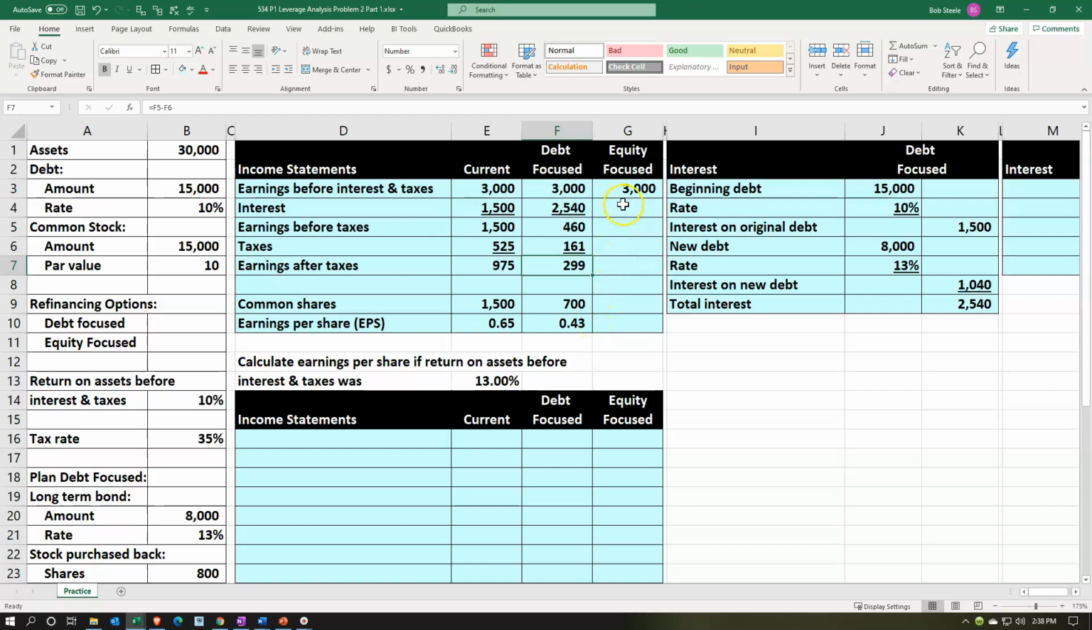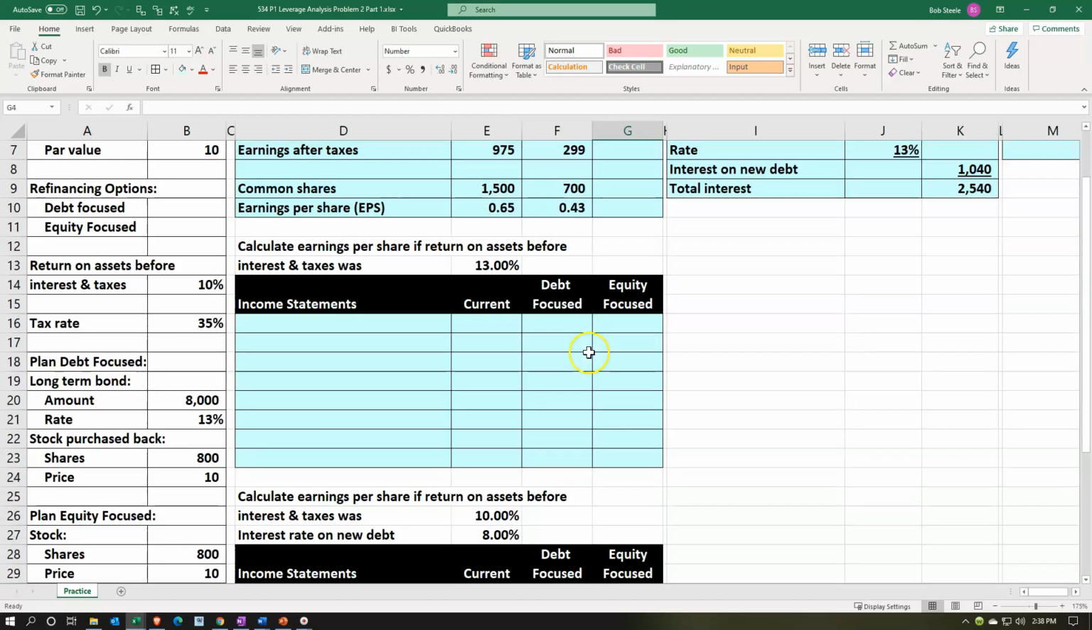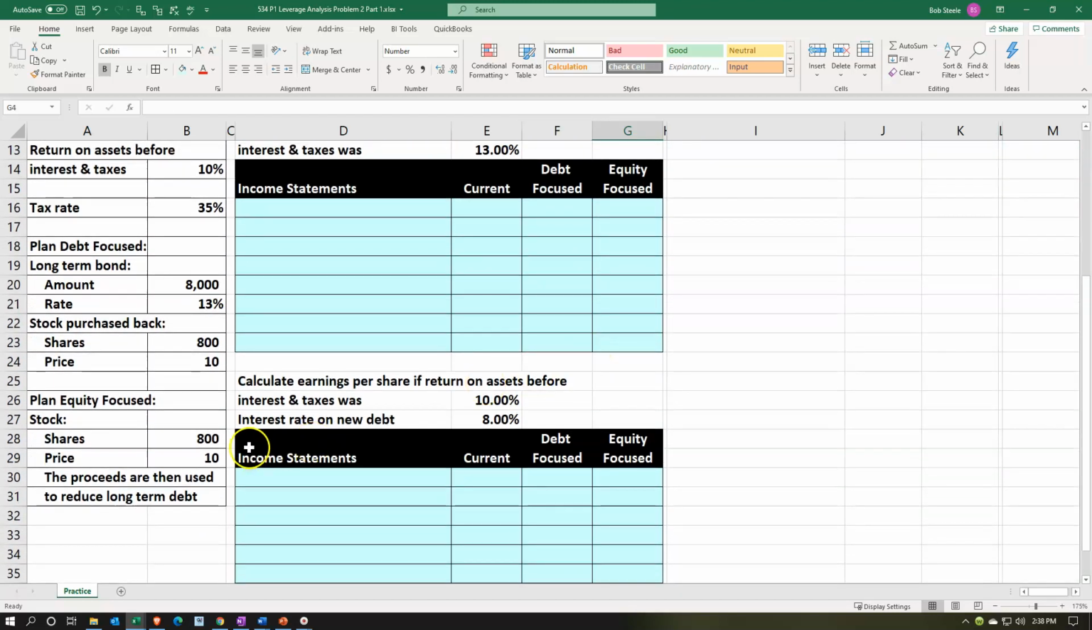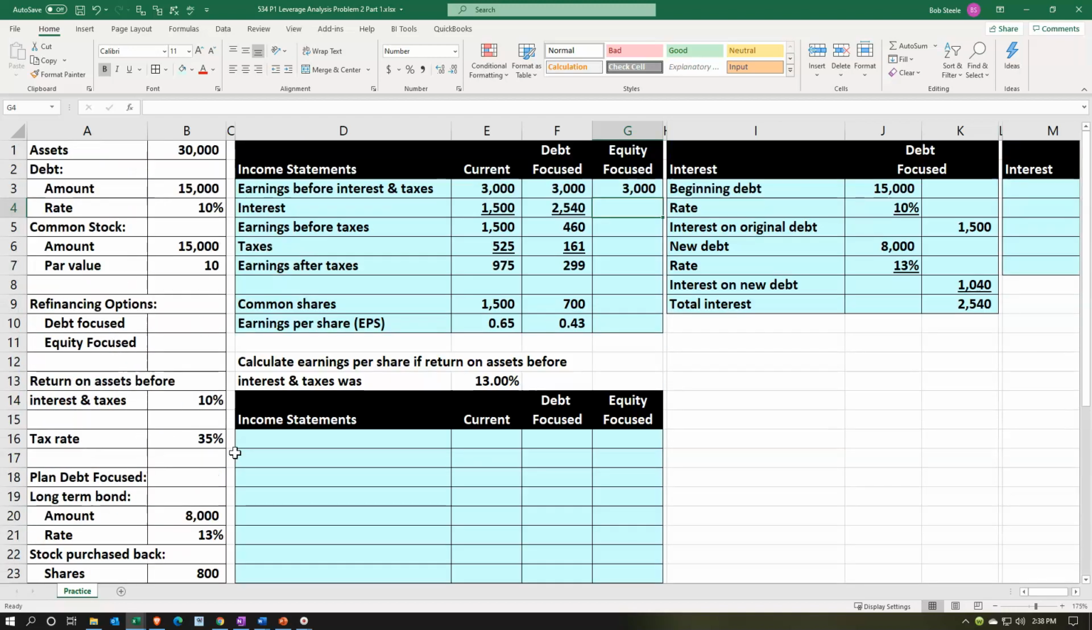Then let's say that we have the equity plan. Equity plan means we're going to issue stocks, 800 at the $10, getting that 8,000, and then we're going to pay off the debt. So in this case, we're going to issue more stocks and pay off the debt. What would happen then?